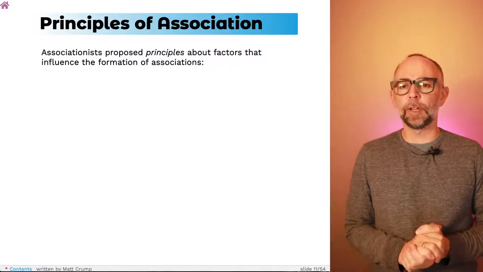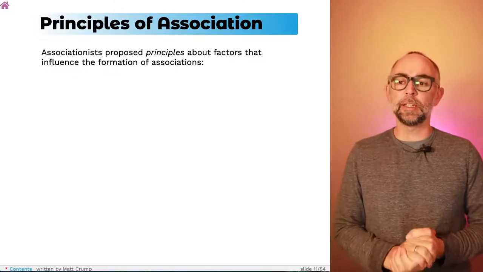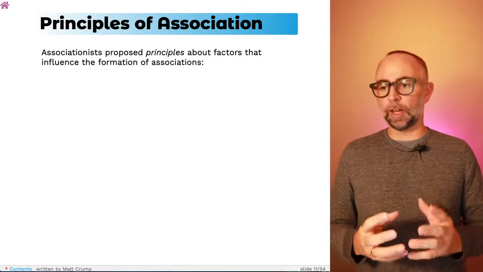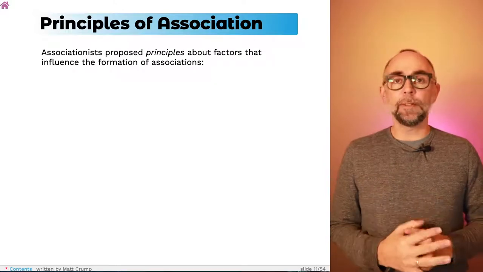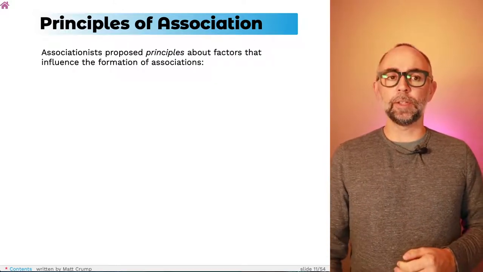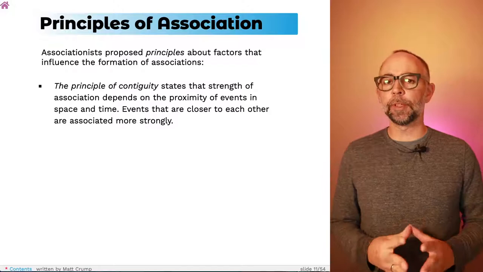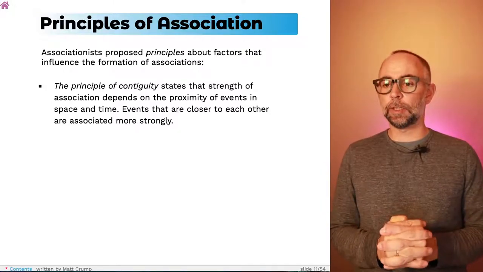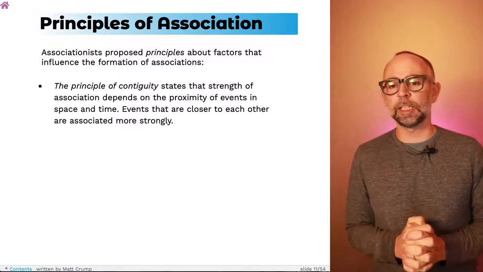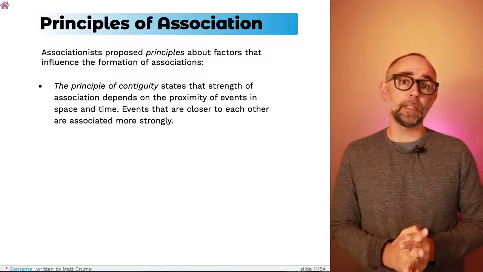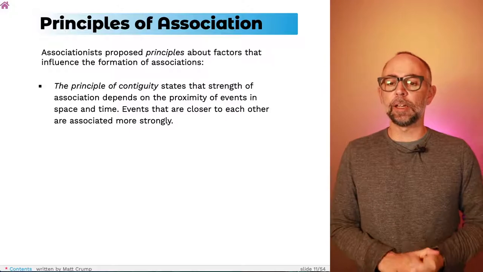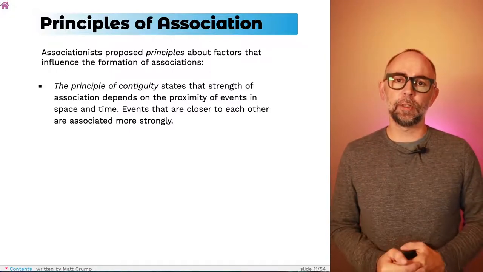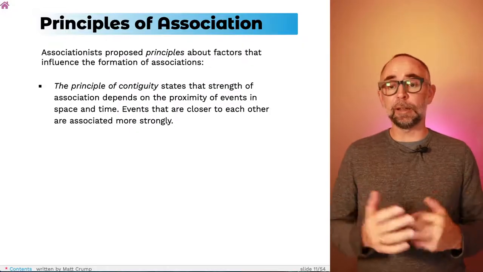Now, one of the things the philosophers of association did was they proposed principles. These are things they thought potentially influenced the formation of associations. Here's one example, the principle of contiguity. This states that the strength of association depends on the proximity of events in space and time. Events that are closer to each other are more strongly associated to each other. This was an idea. They thought maybe that makes sense.